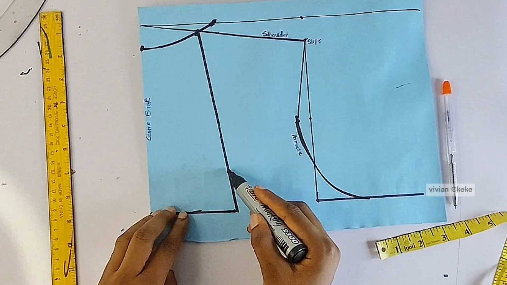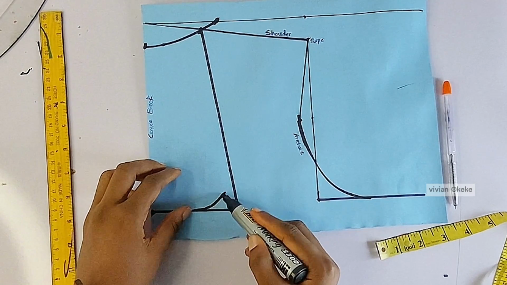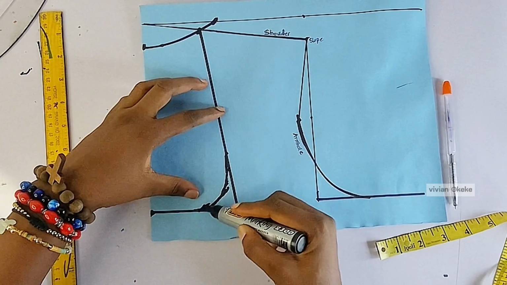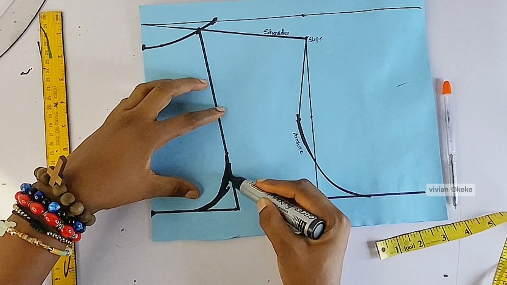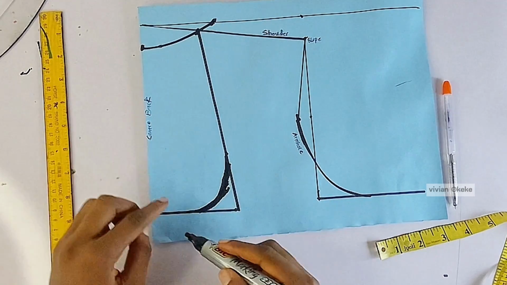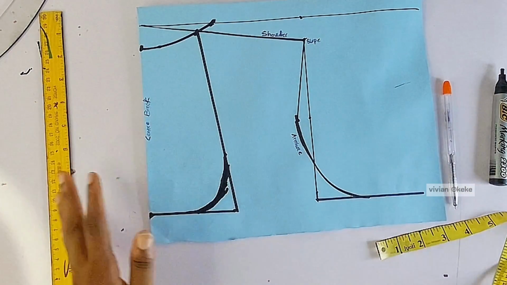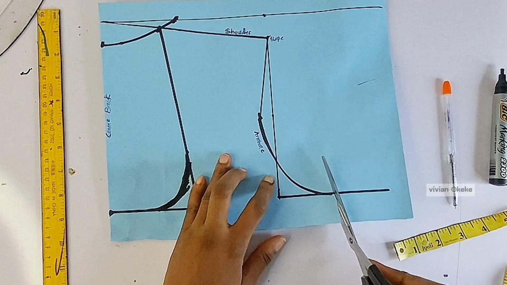So if I want it to be U, all I have to do is adjust this point here to this point. I just create a U shape. So when I cut it out, I have a U, okay? So I'm just going to adjust. This is just for illustration, okay? So now I have created a U shape at the back neckline. I'll go ahead and cut this out so we'll see what we have here. So this is just for illustration purposes.